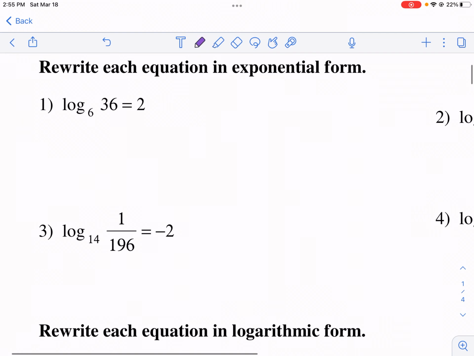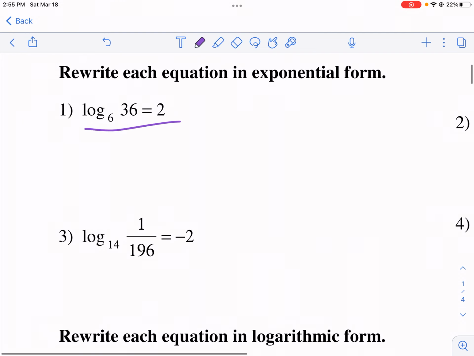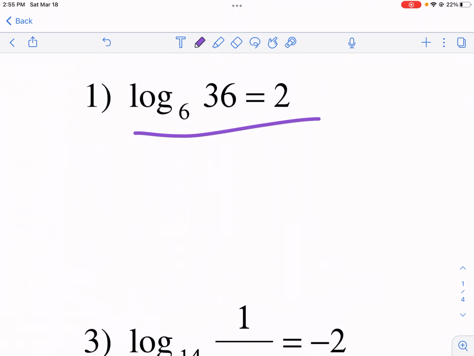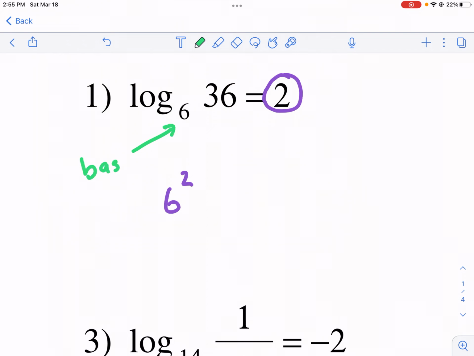So the first step is we need to learn how to write logs in exponent form. Anytime you see a base of a log, it's this small number that's like a subscript. That's going to be the base of your exponent. And the whole point of the logarithm is to get the exponent by itself. So that is going to be our exponent. Let me go ahead and label this. Here we have our base. Here you have the exponent.